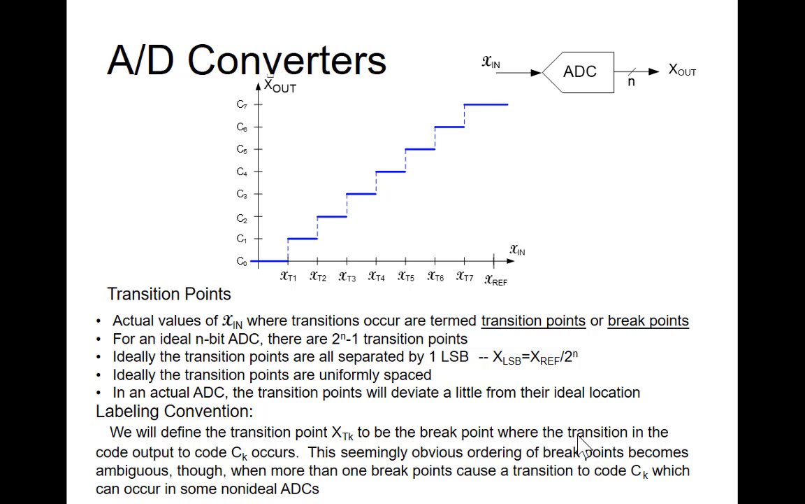The seemingly obvious ordering of the breakpoints becomes ambiguous, though, when more than one breakpoint may cause a transition to code CK. So in this case, if I want to go to code CK, there's only one transition point that corresponds to code CK. But if you have a non-ideal ADC, it could be the case that the non-ideality will result in a different transition point also having an output that goes to code CK. So when we start considering non-ideal ADCs, characterizing them may become a challenge because we can't even naturally order the transition points.